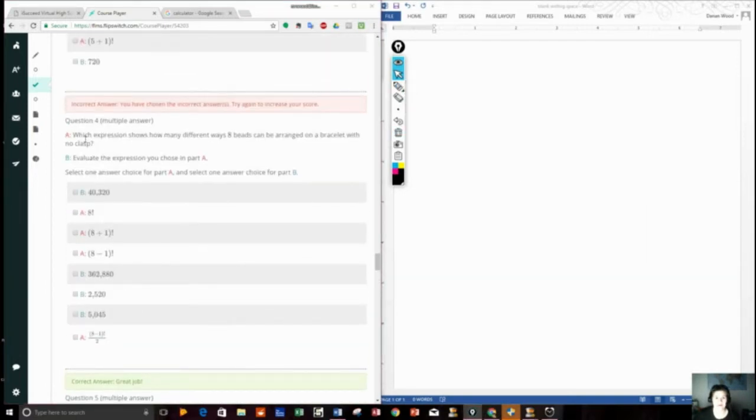Alright, question 4. Which expression shows how many different ways 8 beads can be arranged on a bracelet with no clasp? Evaluate your expression. Okay, no clasp means it's circular.